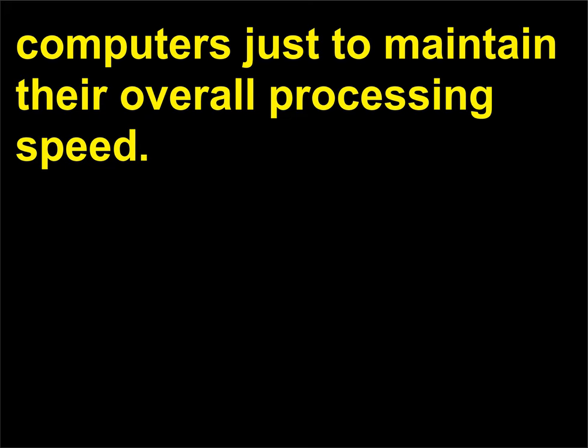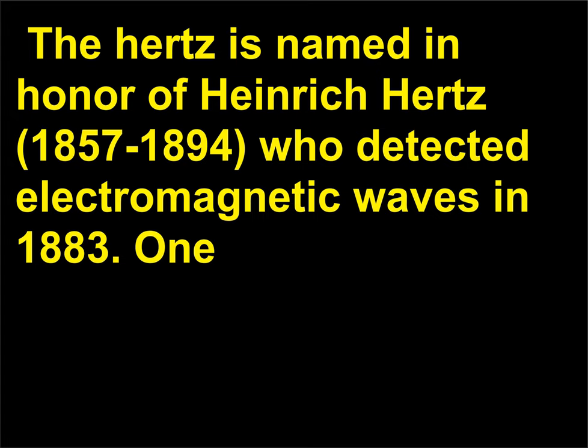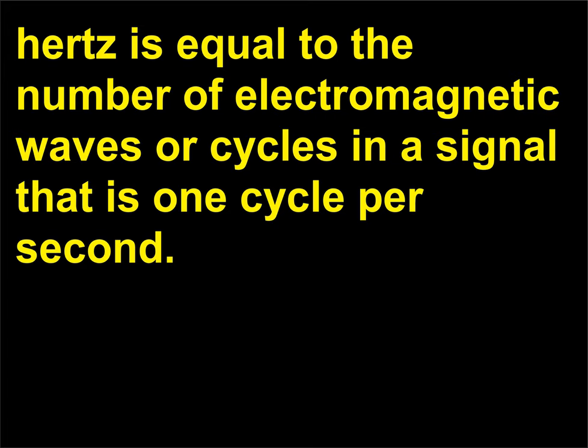The Hertz is named in honor of Heinrich Hertz, 1857 to 1894, who detected electromagnetic waves in 1883. 1 Hertz is equal to the number of electromagnetic waves or cycles in a signal that is 1 cycle per second.